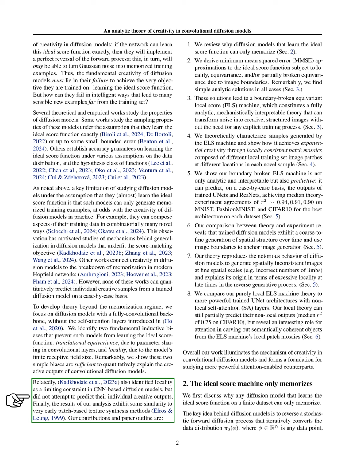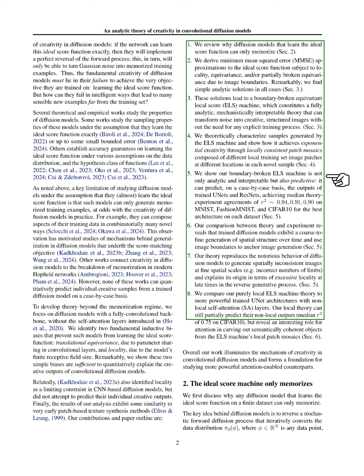Our boundary-broken ELS machine is not only interpretable but also predictive, achieving high agreement with outputs from trained UNets and ResNets on various datasets. Our comparison between theory and experiment reveals that trained diffusion models generate spatial structures progressively and use image boundaries to guide the generation process. We also explain the tendency of diffusion models to produce spatially inconsistent images at fine scales, linking this to excessive locality in the reverse generative process.